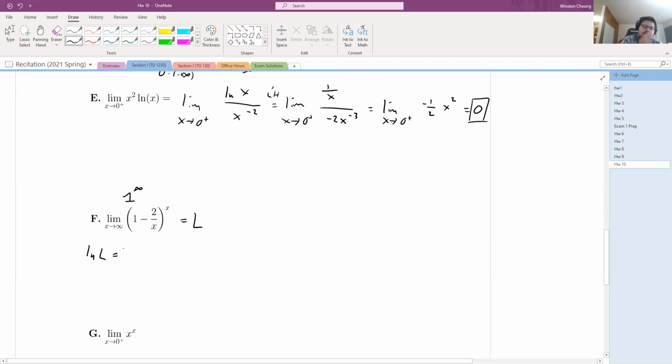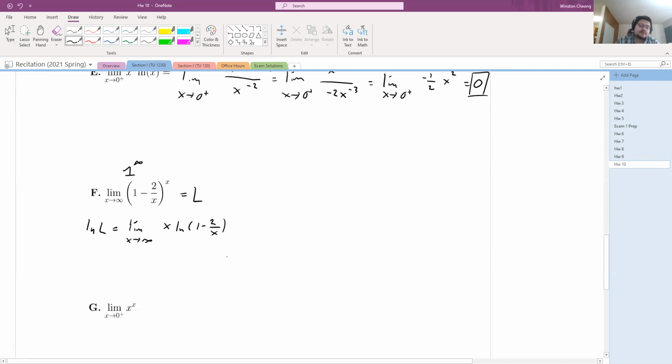And I know that I can push the log into the limit. So I'm going to have the limit as x goes to infinity. The log is going to pull the exponent out, and then I'm going to have x times ln of the stuff in parentheses. Okay, so this was me taking the logarithm of both sides. And at this stage, we have an infinity times a 0. So we're closer, but we need to do a little bit more in order to make this work.